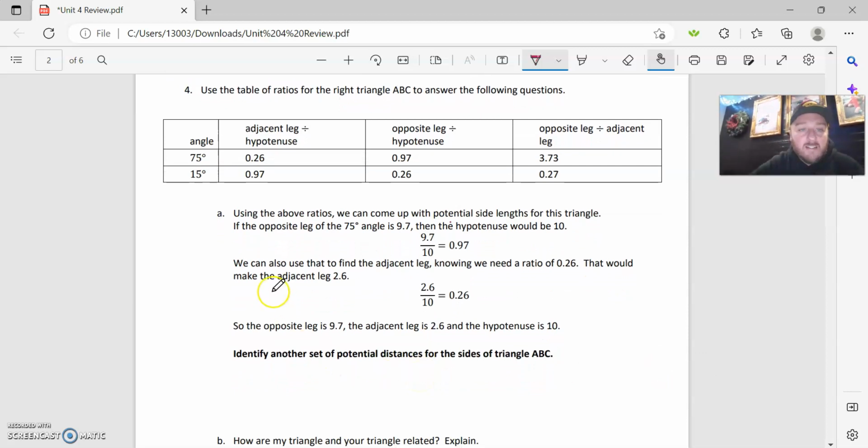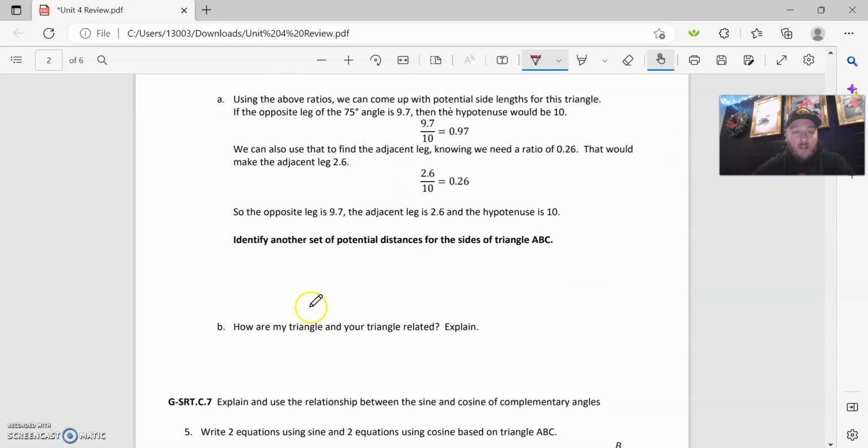Long story short, you're being given the decimal ratios. This is the table that we've been working with. It says, if the opposite leg is 9.7, the adjacent side is 2.6, the hypotenuse must be 10. And that's all, again, from reading. Hopefully you make sense of that. If not, please come see me. The question they're asking is, identify another set of potential distances for the sides of triangle ABC.